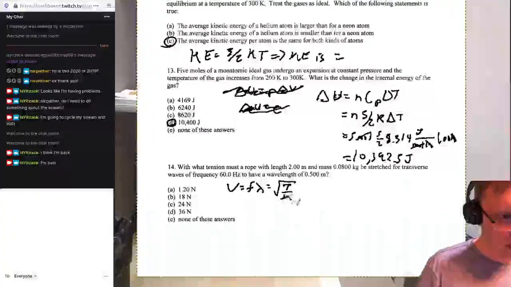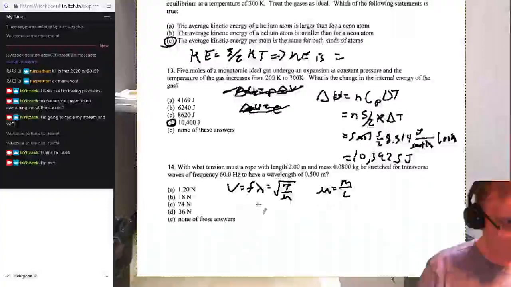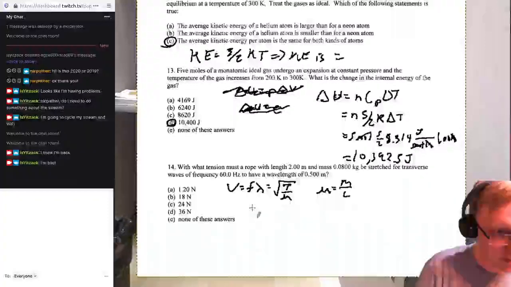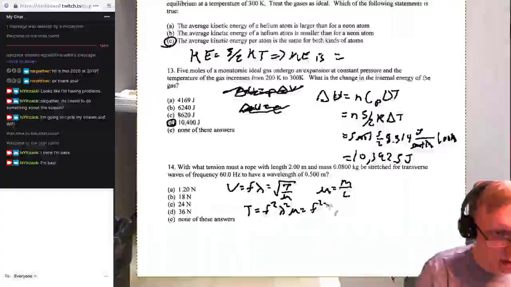We have f, lambda, mu. What are we looking for? We're looking for tension, right? Yes. And mu is the linear density, so it is mass divided by length. So let's go ahead and square both sides and get T by itself. So tension is equal to f squared lambda squared mu, or f squared lambda squared mass divided by length.